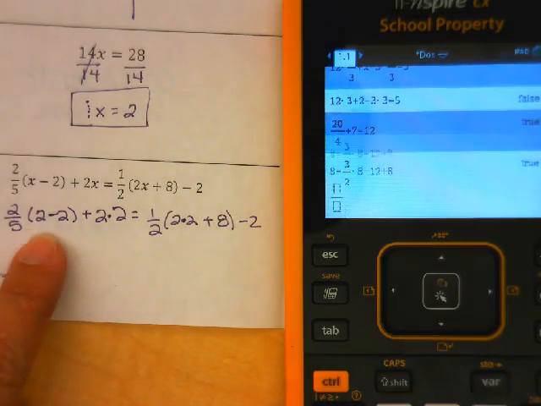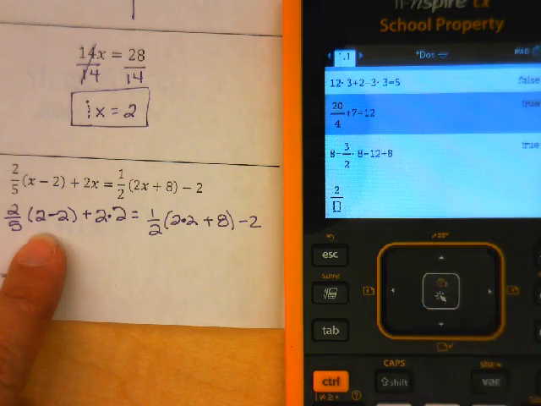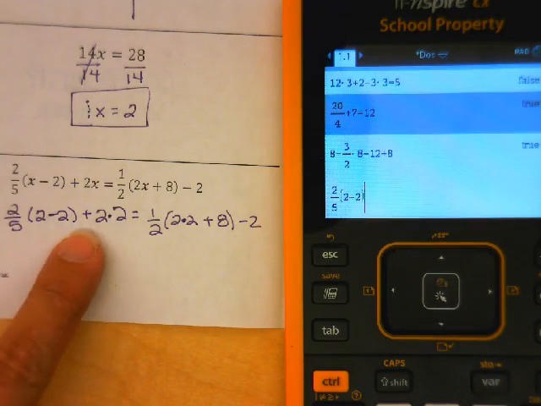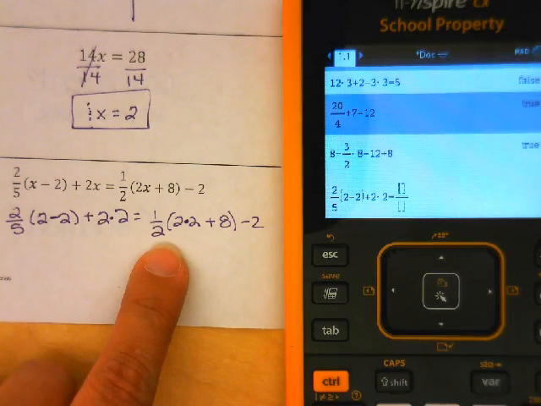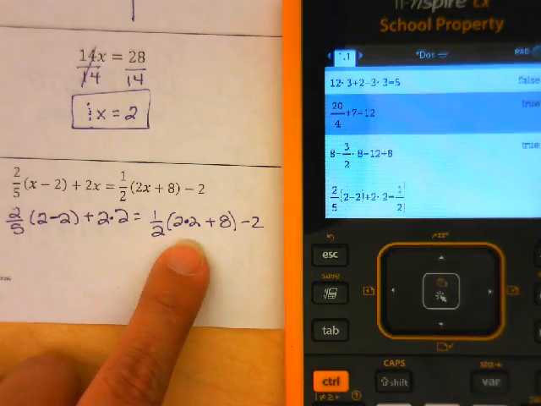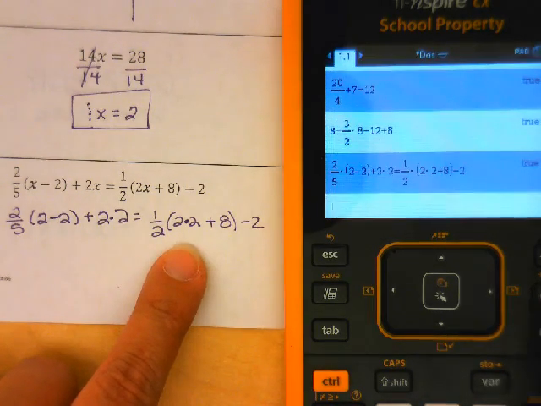So remember, control divide will give you a fraction. Parentheses 2 minus 2, close parentheses, plus 2 times 2 equals, control divide gives you your fraction, parentheses 2 times 2 plus 8, close parentheses, minus 2. Now if we did this right, we'll get a true statement. And we did. So yay.